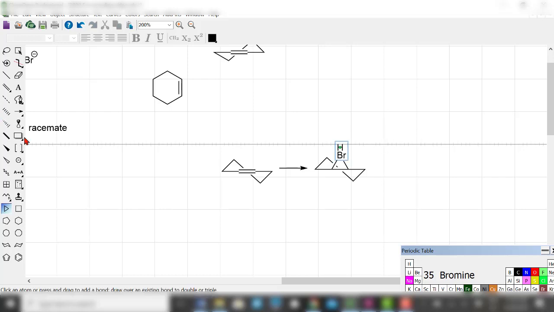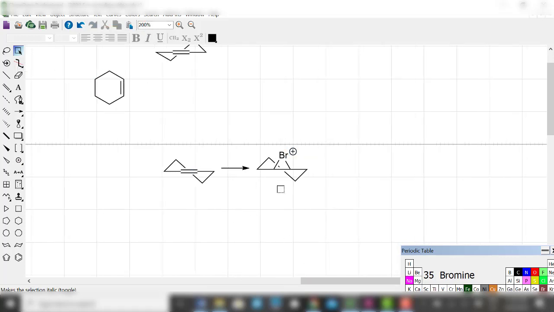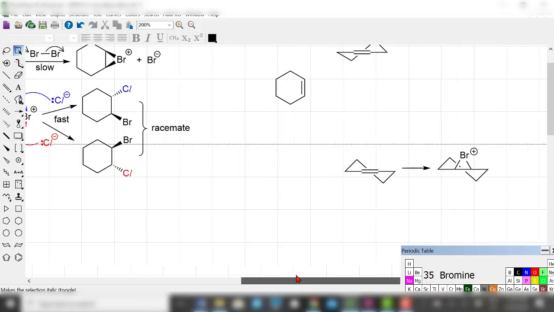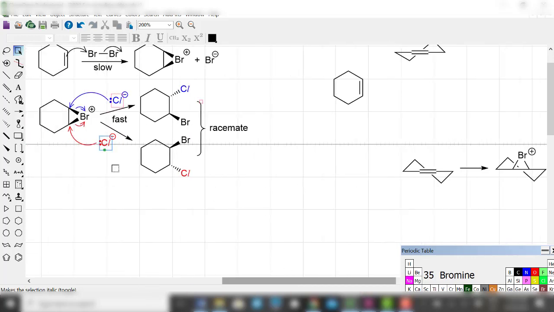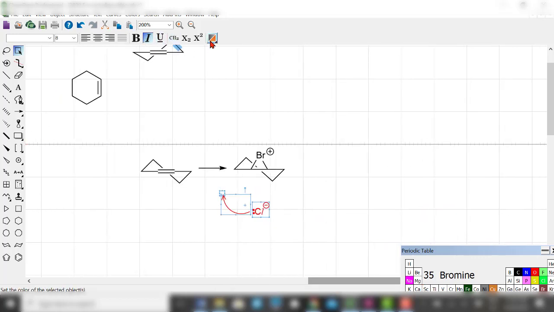So you get the Br here. In my example here, I'm showing the top face of the bromine being added. Just the top face being added. Now I'm just going to copy the chloride over to make my drawing a little bit faster. I'm just going to copy the chloride over here, and I'm just going to change it to blue.